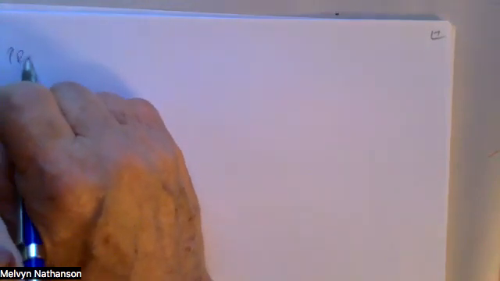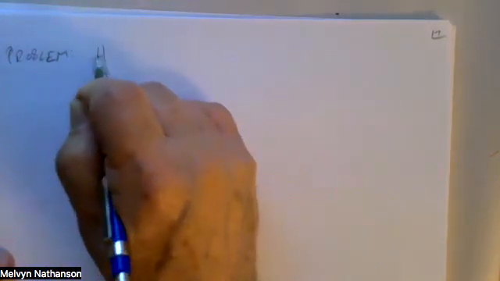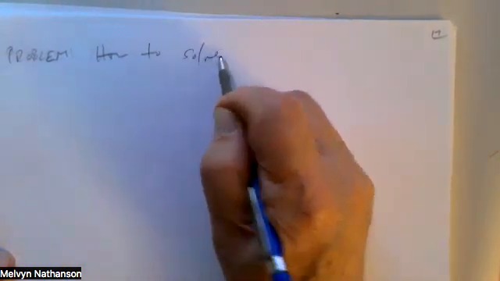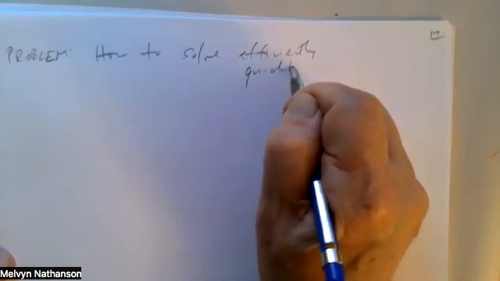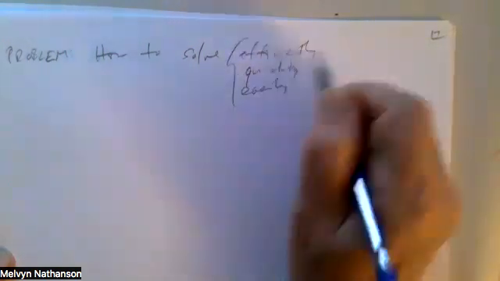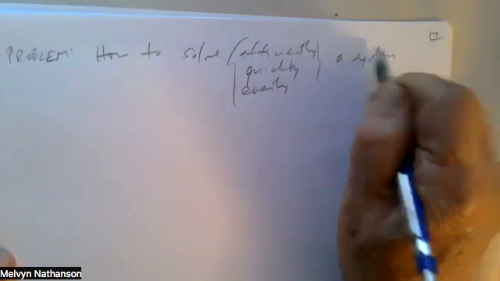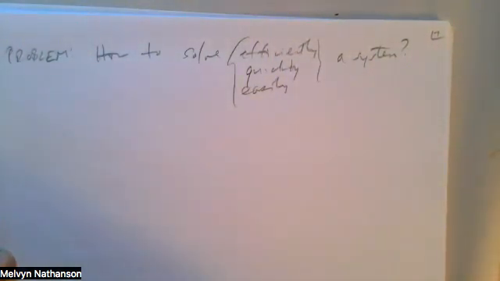But the question is, how do you solve a system of equations? So, problem: how to solve, let's say, efficiently, or if you like, quickly, or easily, a system. This is not as easy as in the case of one equation, where you simply pick a variable and solve for it and you're done. Here we have a lot of variables, but also a lot of equations.